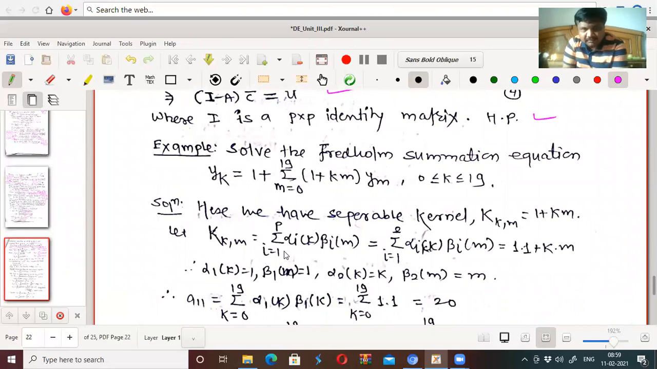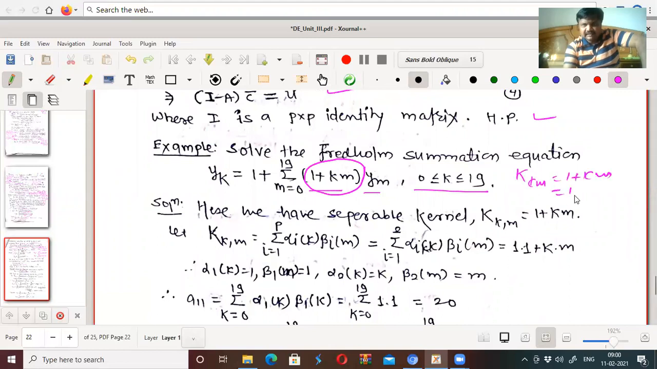We'll solve one example of this Fredholm summation equation. Solve the Fredholm summation equation Yk equal to 1 plus summation from m equal to 0 to 19 of (1 plus km) ym. Now you may ask where k lies between 0 and 19. How is this your kernel K of km, 1 plus km? Can I write it as 1 into 1 plus k into m?